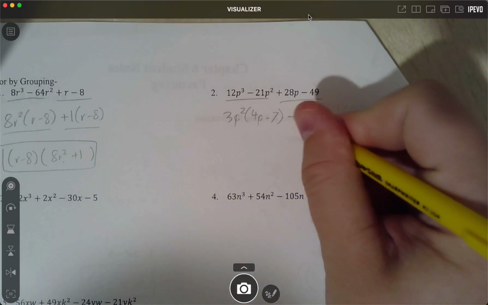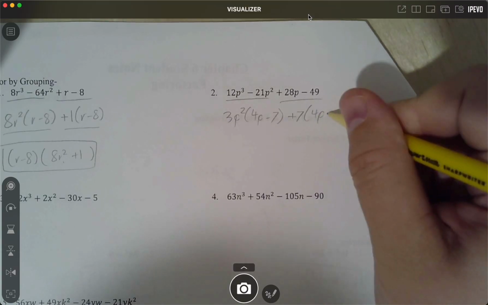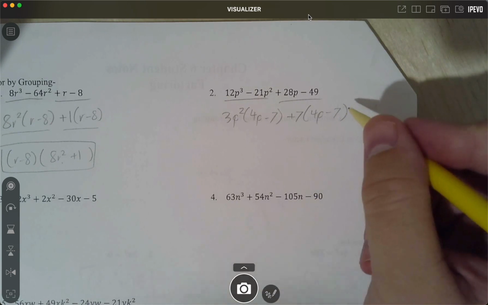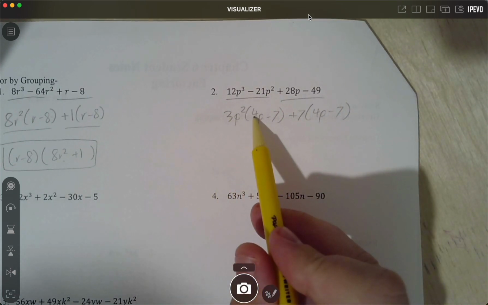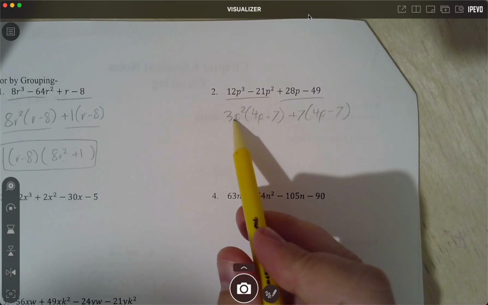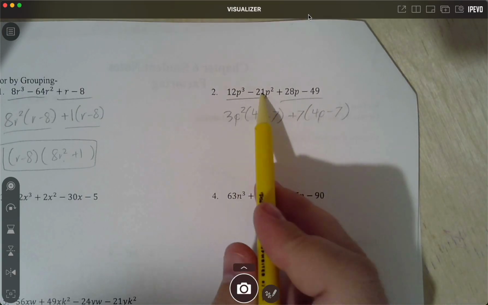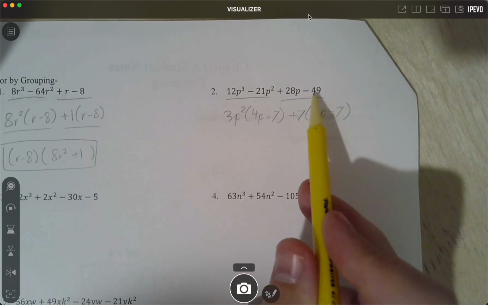Well, it's actually divide out a positive 7. And I would be left with 4p and negative 7. So I got my match. Now right here at this point, again, you should technically stop, pause, and re-FOIL out right here, redistribute out. 3p squared to 4p, yep. 3p squared to negative 7, yep. 7 to 4p, yep. 7 to negative 7, yep.